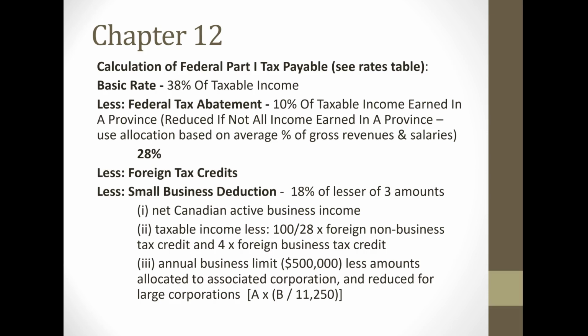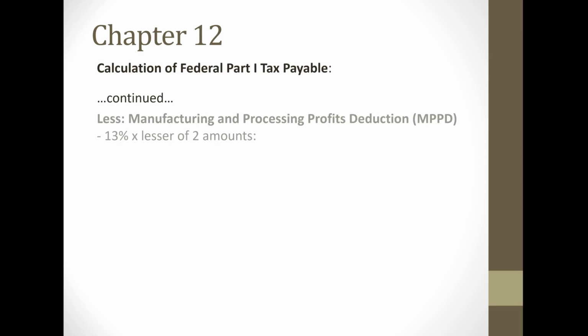So once again, that could bring the corporate tax rate at the federal level, 28% minus 18%, to an amount of 10%. Now, if the company has income that doesn't qualify for the small business deduction, moving on to the next slide, it may qualify for the manufacturing and processing profits deduction. Now, this only relates to income from manufacturing and processing, and this is a reduction of 13%. So you cannot get the reduction on the small business deduction and the manufacturing and processing profits deduction.